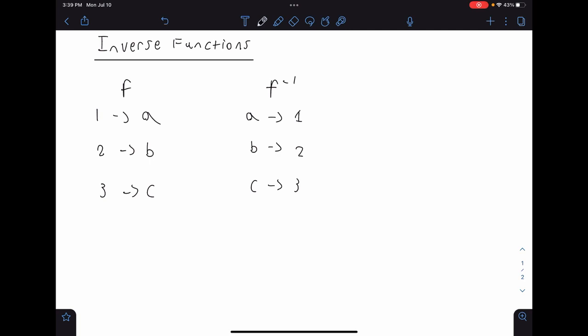So not every function actually has an inverse either. Note that a function must be 1-to-1 to have an inverse. And 1-to-1 just means that every element of the range corresponds to exactly one element of the domain. Basically, f of x never takes on the same value twice. And that's what 1-to-1 means.